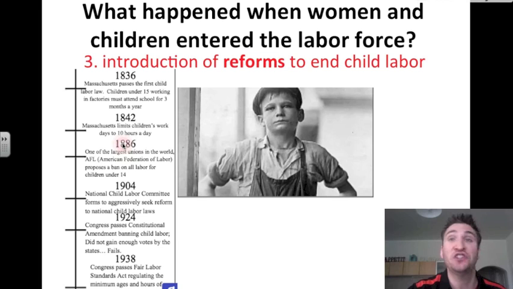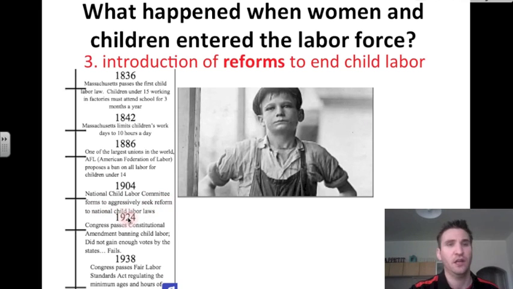1886, one of the largest unions in the world, the American Federation of Labor, proposes a ban on all labor for children under 14. So children are slowly being more and more protected. And in 1904, the National Child Labor Committee forms to aggressively seek reform to national child labor laws.